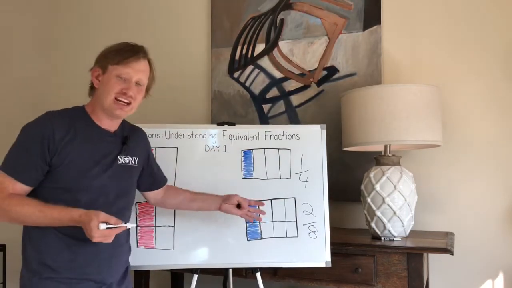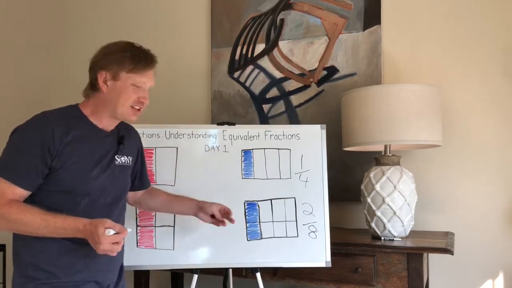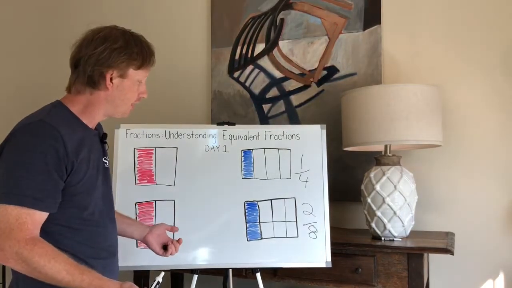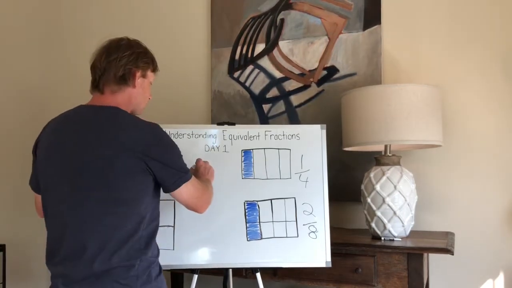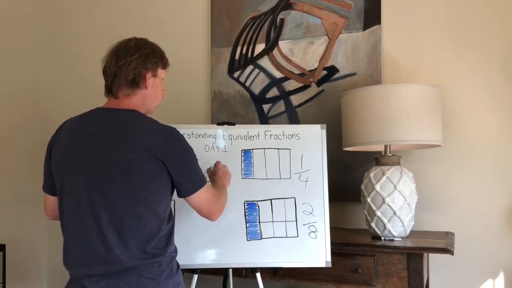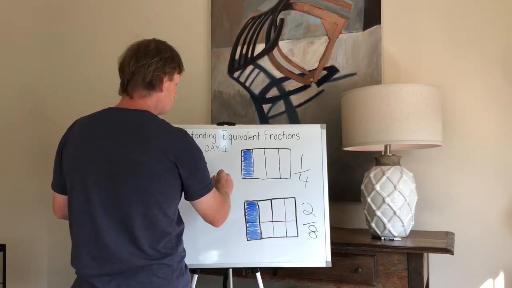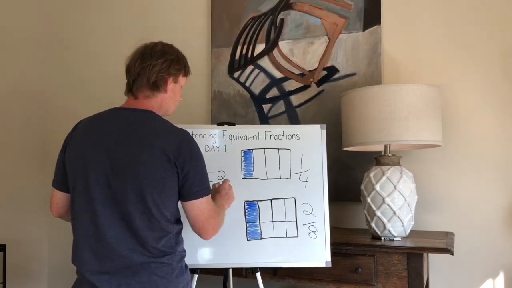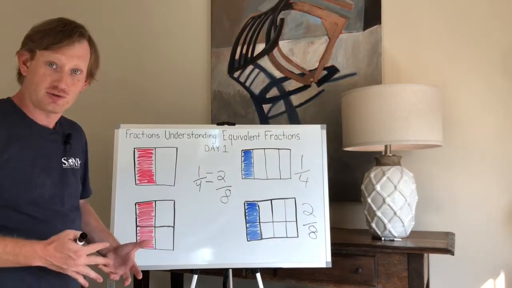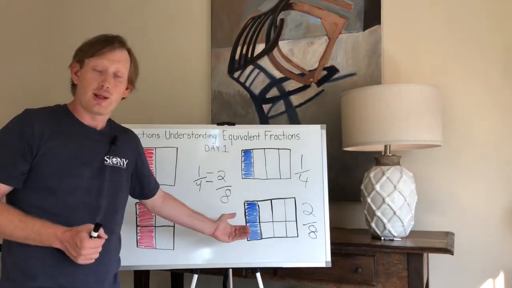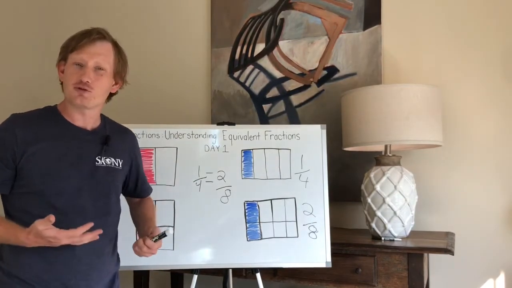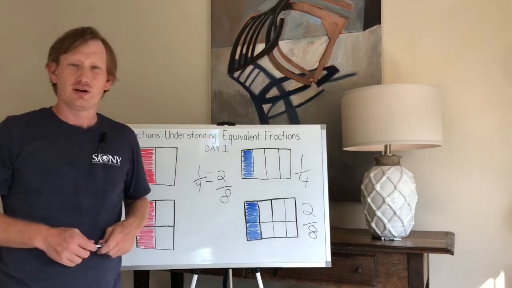But since I didn't actually change my picture or change the amount that was colored in, that must tell me something. What it tells me is that 1/4 is equal or equivalent to 2/8. So that's one way to figure out if a fraction is equivalent. You can do it drawing pictures. But there's actually another way that involves using multiplication to see if two fractions are equivalent. Let's see how to do that.